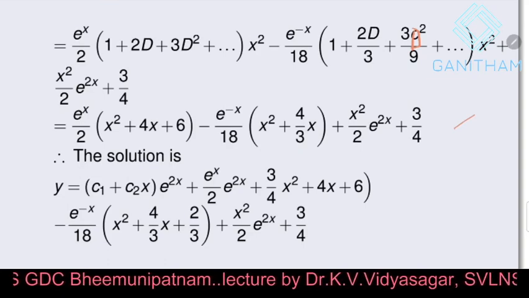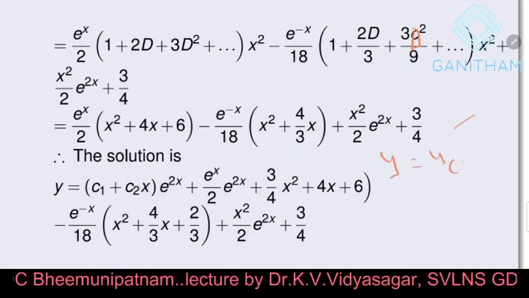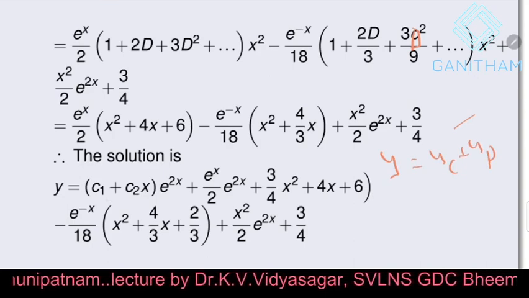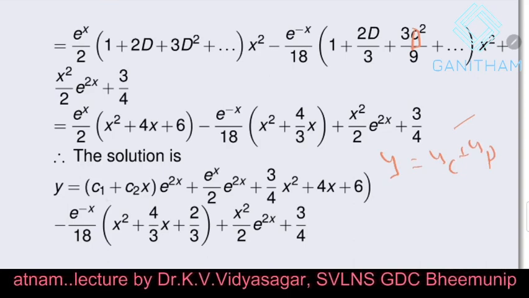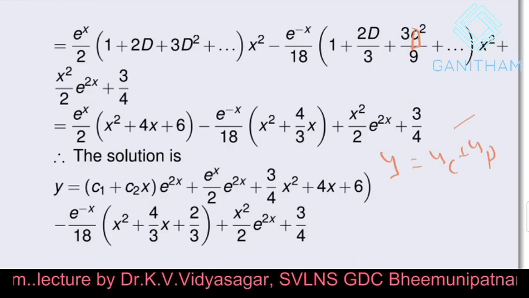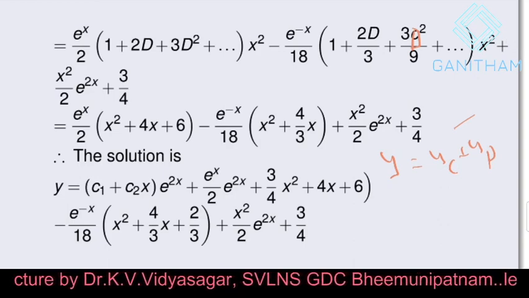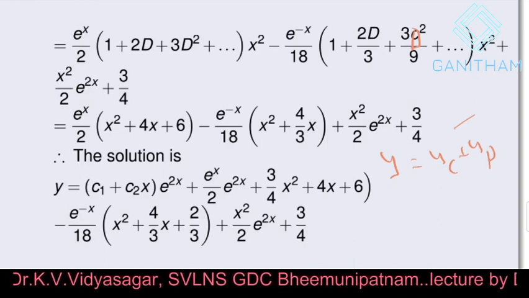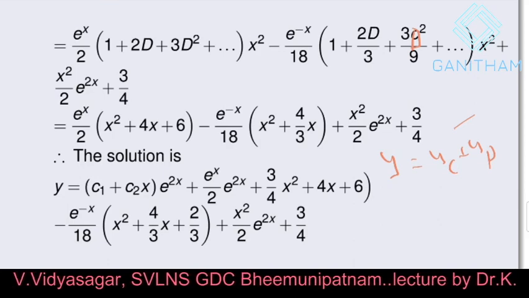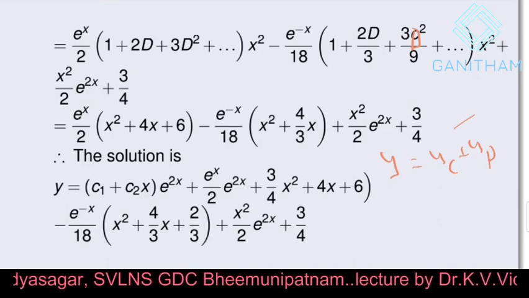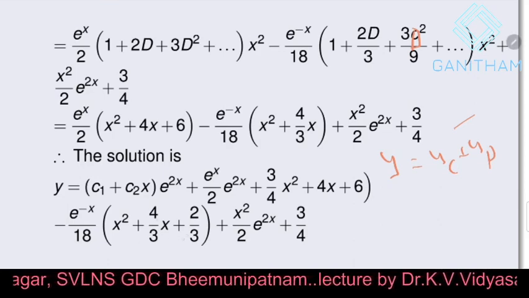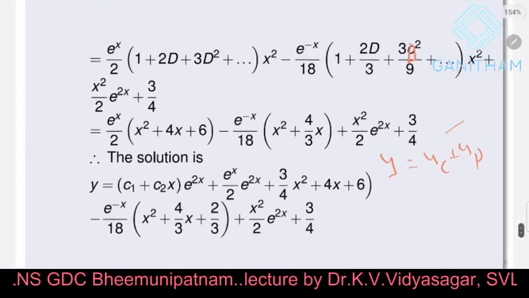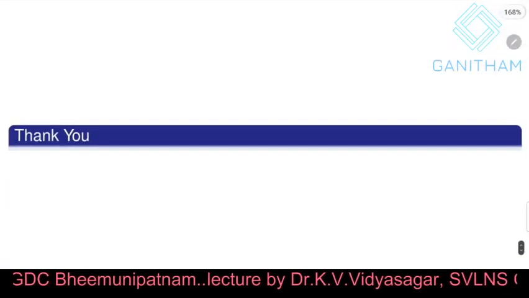So the general solution is y equals yc plus yp. So y equals yc, whose value is (c1 plus c2x) into e to the power of 2x, plus the particular integral value, e to the power of x by 2 into (x square plus 4x plus 6), minus e to the power of minus x by 18 into (x square plus 4 by 3 x plus 2 by 3), plus the last two terms, x square by 2 into e to the power of 2x plus 3 by 4.